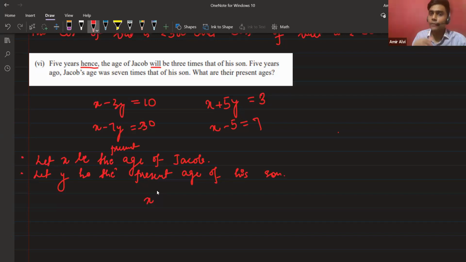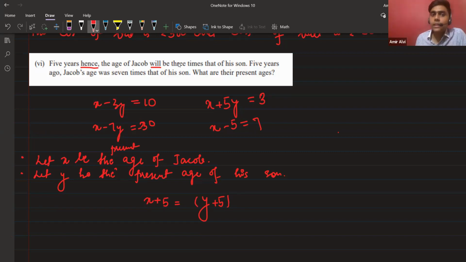First step is saying 5 years hence, which means that if I add 5, x plus 5 equals to 3 times y plus 5. Yes, Adil, you are right. It is saying 3 times that of his son. We have to add 5 to the son's age as well, because after 5 years, the son will also grow older by 5. Yes, sir. All of you, clear or no? Yes, sir.